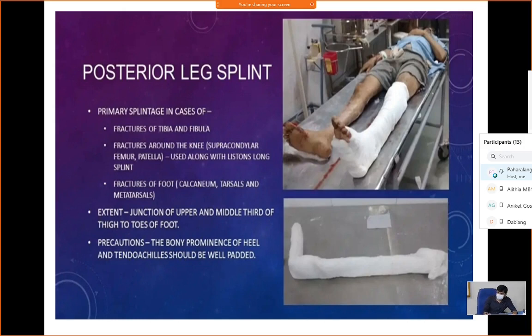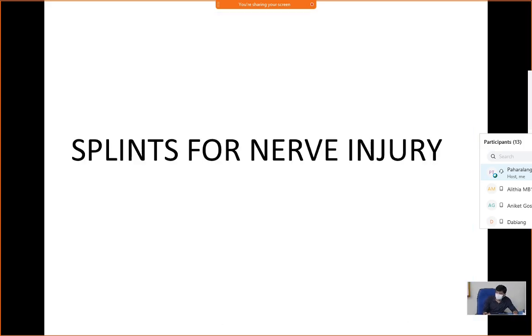This splint here is made of POP. You can make it from wood also, or from cramer wire also. It may go up to the greater trochanter according to the level of the injury. So you can use it below knee or above knee.